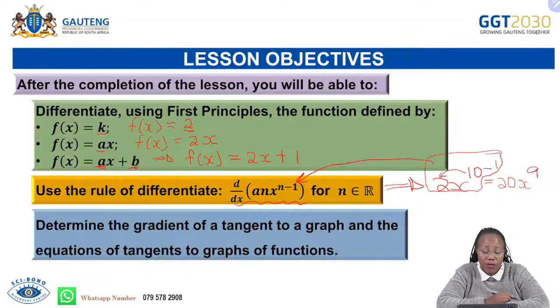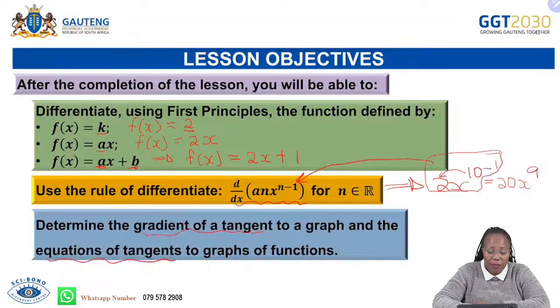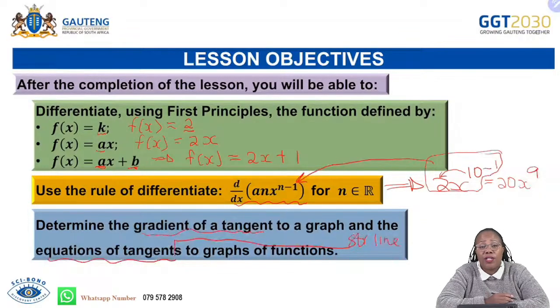And then thirdly, you will be able to determine the gradient of a tangent to any graph and the equation of a tangent to a graph. So now it's a gradient plus an equation of a tangent. And remember, grade 12, when you talk equation of a tangent, you are referring to a straight line. Since a tangent is a straight line, then it is using exactly the same equation as the one that we are using for determining the straight line graph equation, okay?